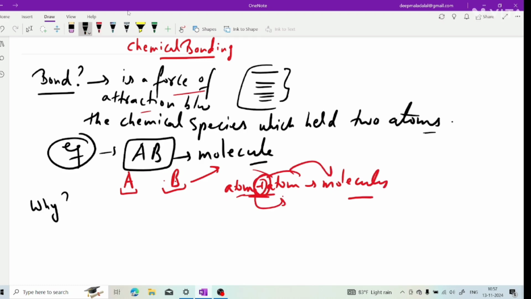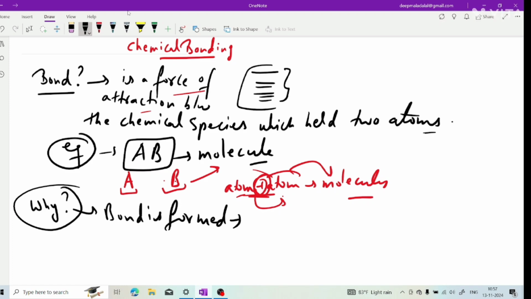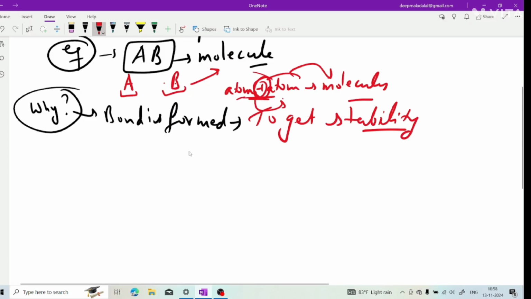Now next, why is a bond formed? To get stability. How is a bond formed?